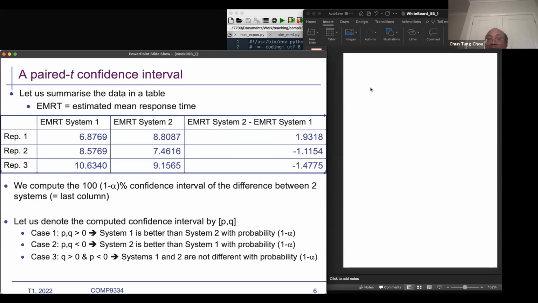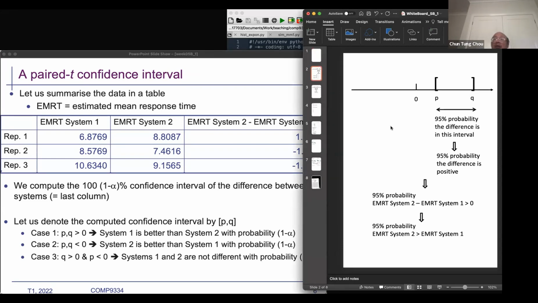Now, let's look at a picture. Let's just consider this possibility. I draw this axis, and this is 0. I consider the case that after you have computed the confidence interval, which is PQ, both of the upper and lower limits of the confidence interval are positive numbers. And so you have a situation like this. The confidence interval is in this range, and both P and Q are positive numbers.